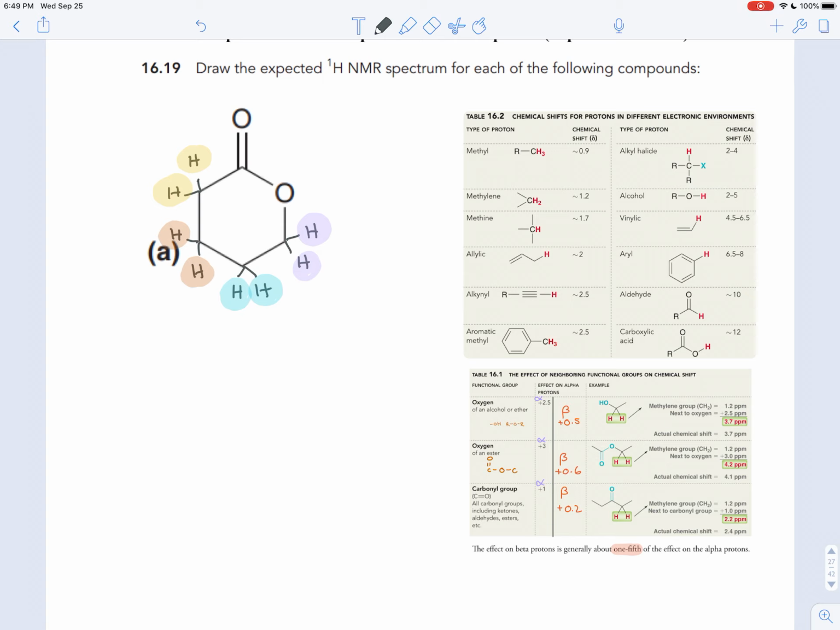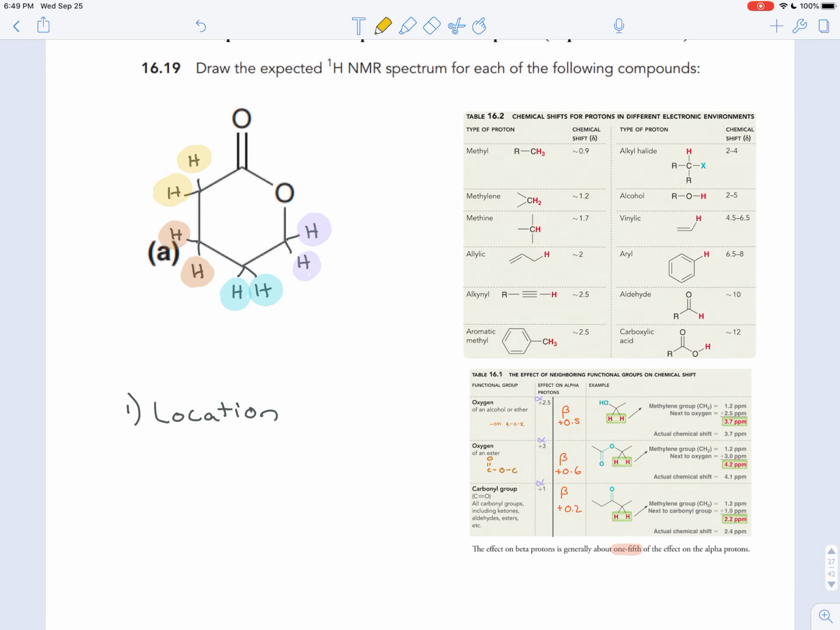All right, so first feature, where will these peaks show up? What's the location? So we have the number of peaks. Where will each of the peaks show up? First, let's get a general sense of where the peaks will be, and then we'll adjust those numbers based on the electronegative stuff nearby. So we have these yellow hydrogens.